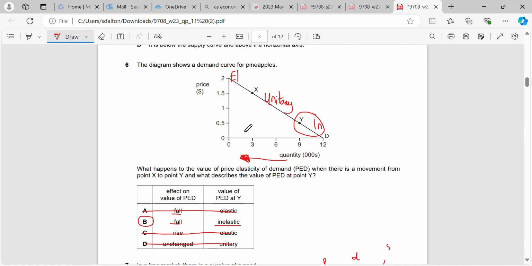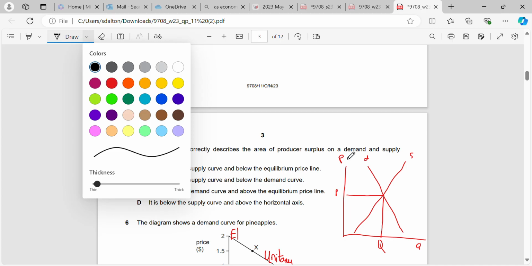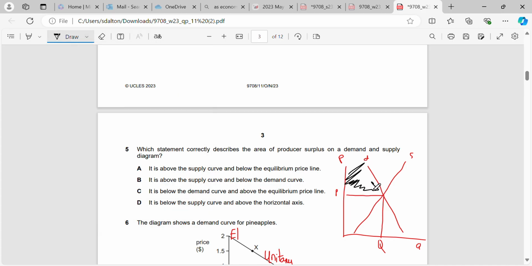But once you know your linear demand curve, it gives you the answer. Which statement correctly describes the area of producer surplus on a demand and a supply diagram? So again, let's do a demand and a supply diagram to show you. Okay, so the consumer surplus is all of this area here. It is the area above the equilibrium price to the top of the demand curve.